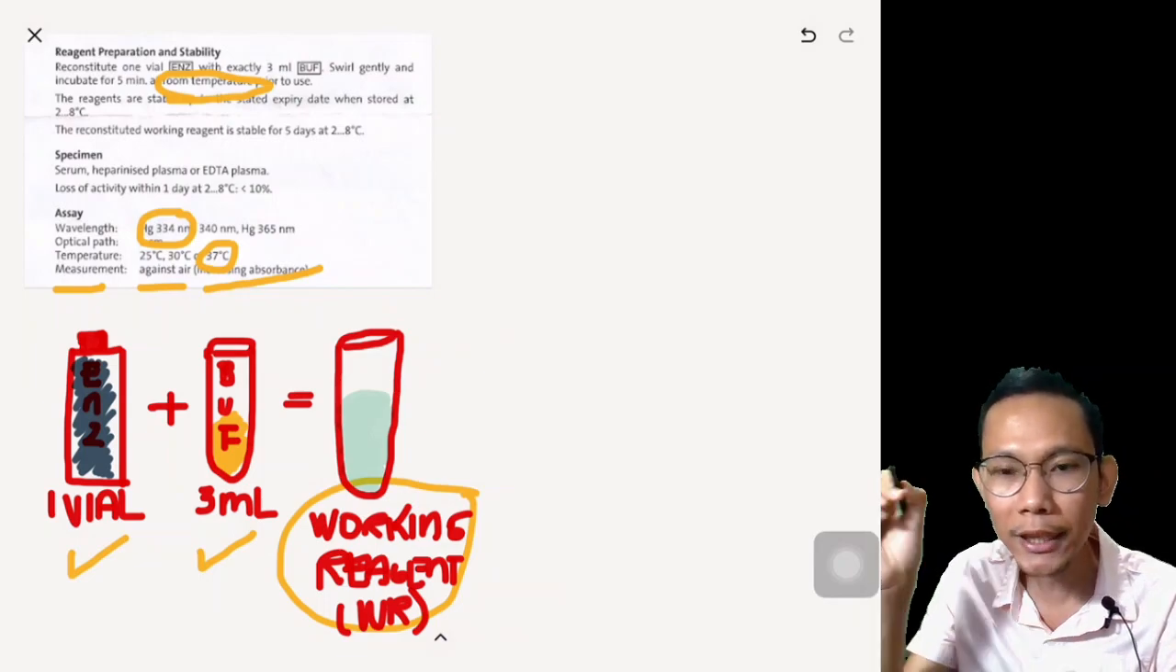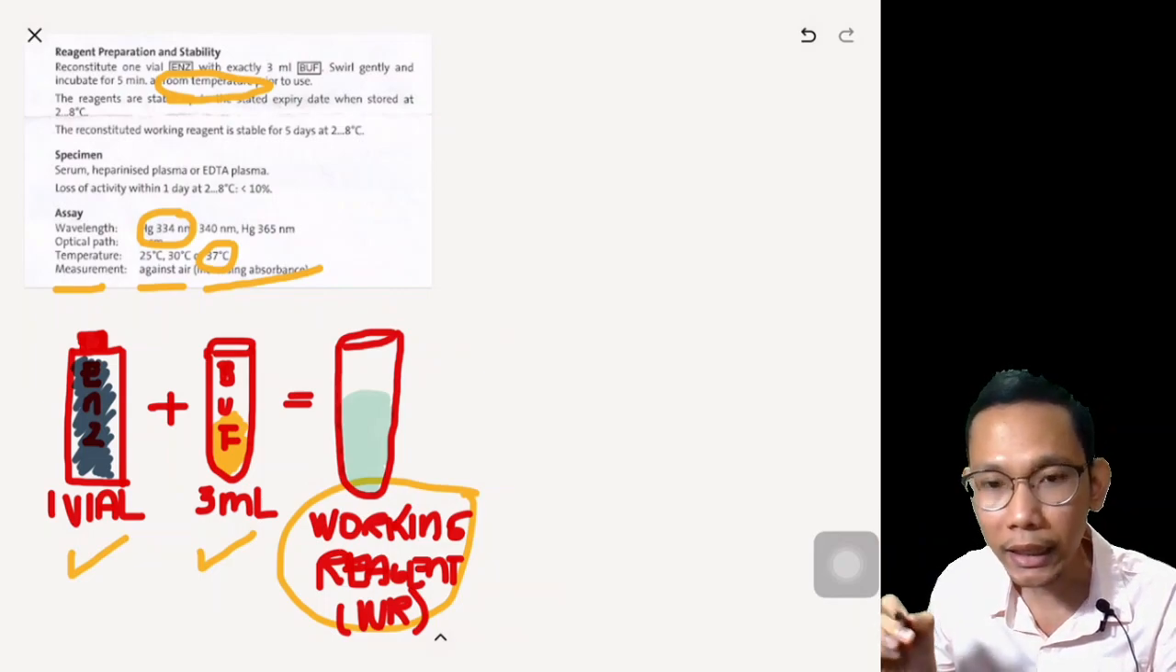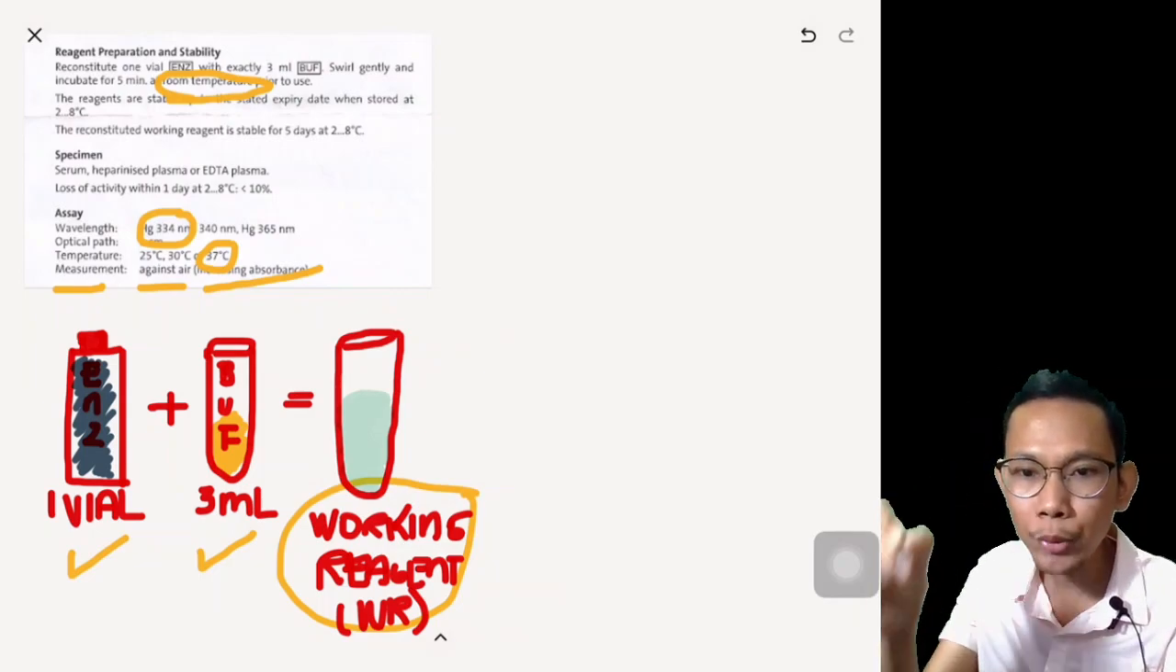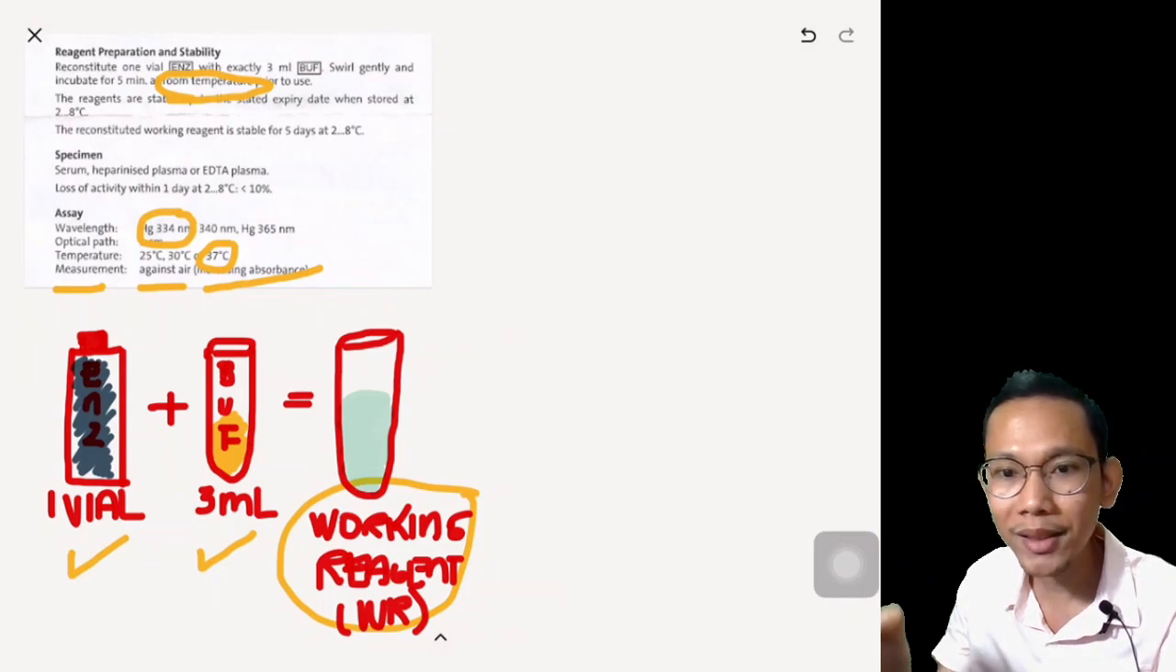After several minutes, when you check, the value will increase. So the absorbance will be increased. For example, you check the absorbance of this sample and it is around 0.500. After 1 minute, you check the absorbance and it becomes 0.600, meaning increasing absorbance.